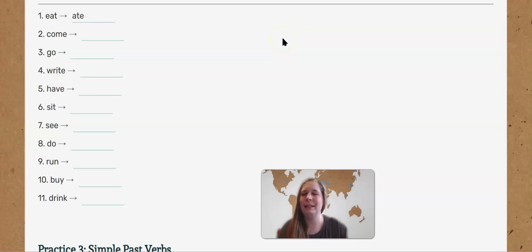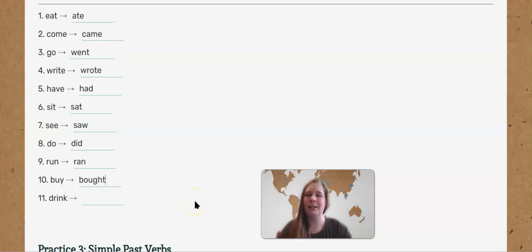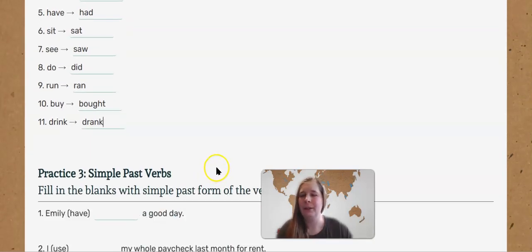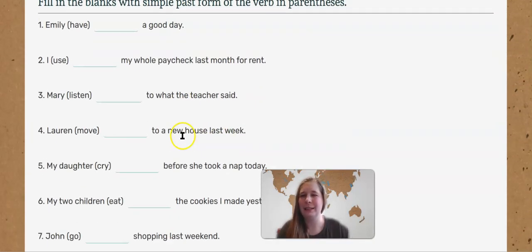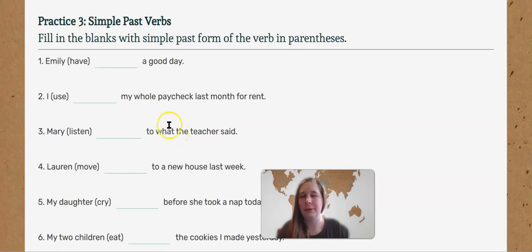Eat, ate, come, came, go, went, write, wrote, have, had, sit, sat, see, saw, do, did, run, ran, buy, bought, drink, drank. Now, simple past verbs in a sentence. Pay attention to the subject.